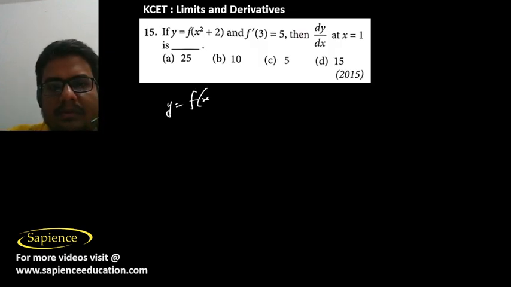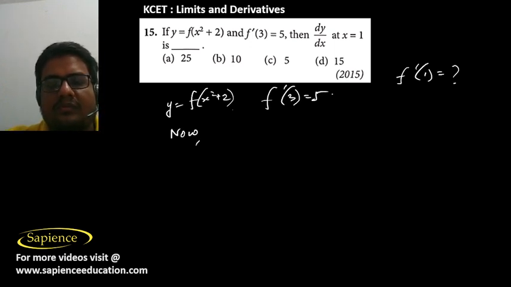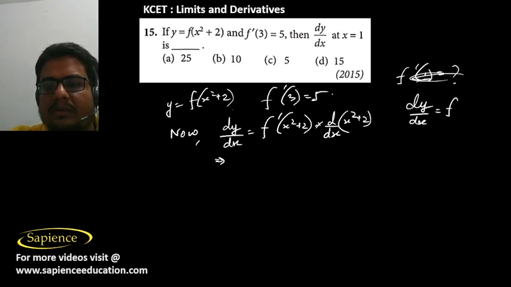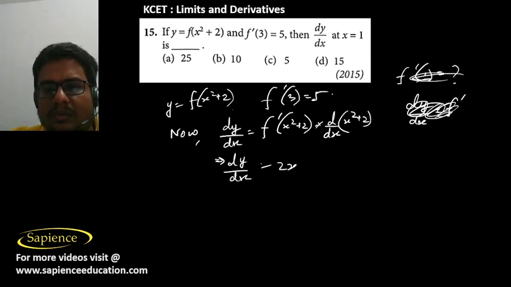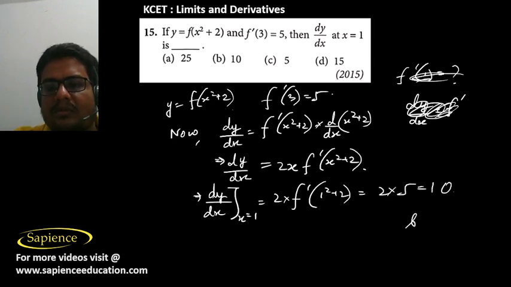Then if y is equal to f of x square plus 2 and f dash 3 is equal to 5, then dy by dx at x equal to 1. It means that f dash is being asked. So dy by dx is equal to f dash x square plus 2 into d by dx of x square plus 2. Therefore dy by dx is equal to 2x into f dash x square plus 2. So now dy by dx at x equal to 1 will be equal to 2 into f dash 1 square plus 2, that is 3. So f dash 3 is 5, so this is 2 into 5, that is 10. So option B is the correct answer.